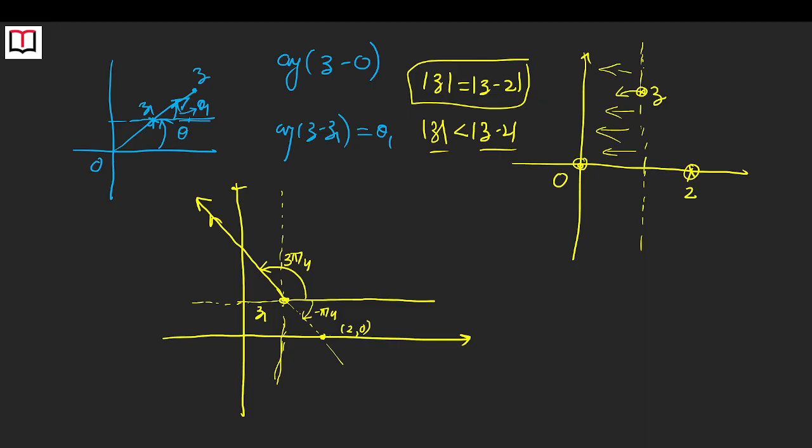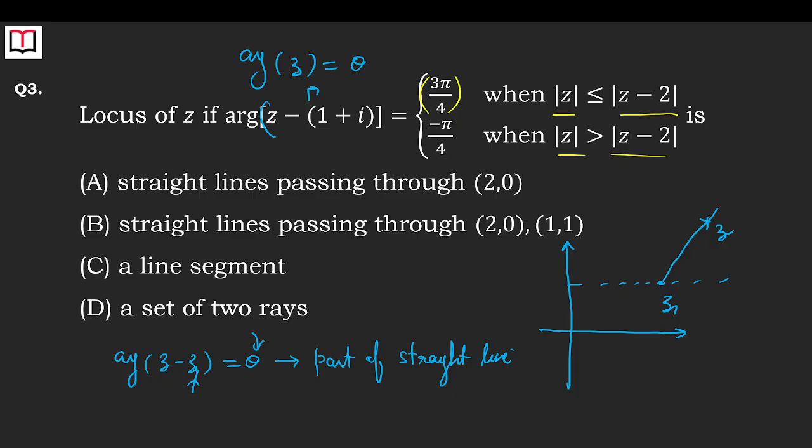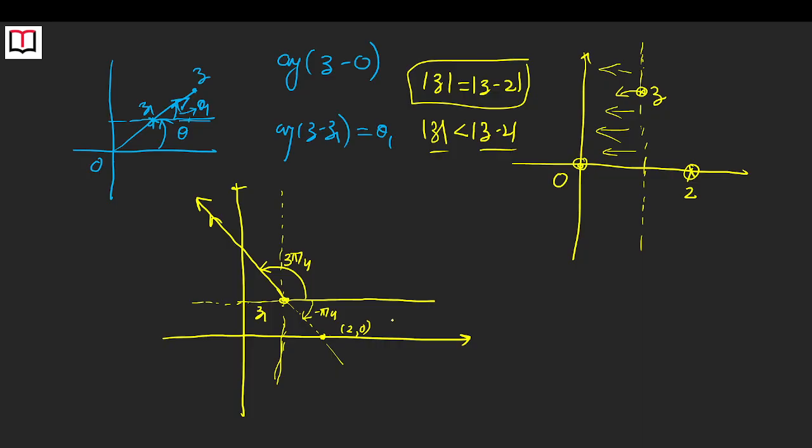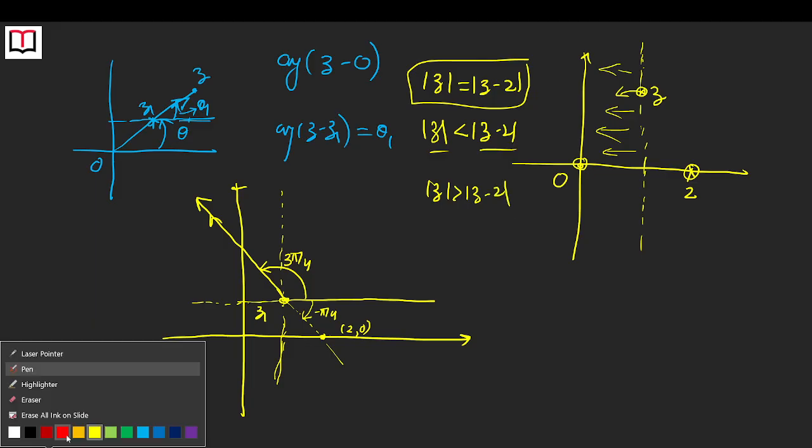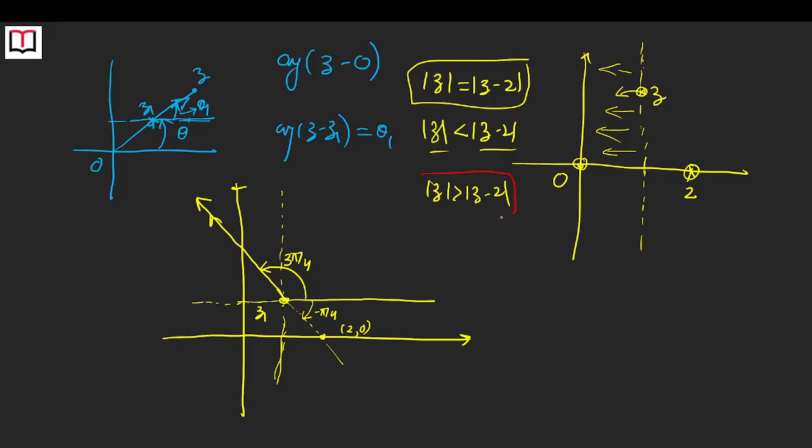Okay, fair enough. So that means if mod of z is greater than mod of z minus 2, the region is on the right side. So this represents the region, of course, on the right side of this line. So this should represent this line. Actually, this represents the entire line except the point 1 comma 1.